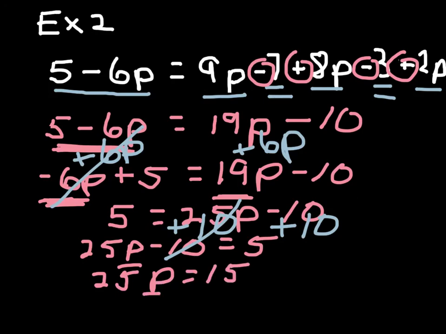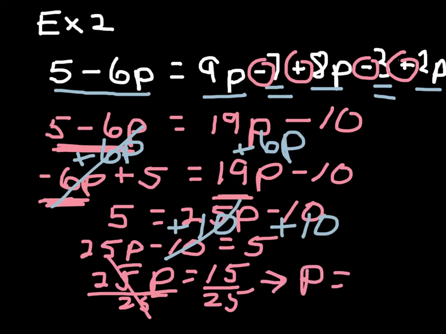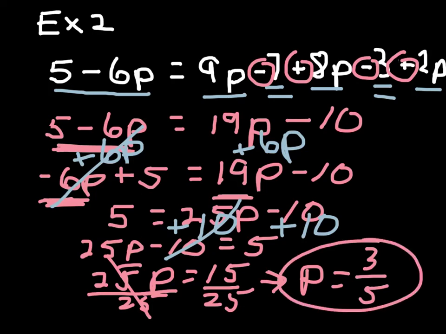Now, they're multiplying p by 25. I'm going to divide by 25. And the 25's cancel. And all I have left on the left side is p. Now, what's 15 over 25 reduced to? If I can divide both the top and the bottom by 5, I get 3/5. Or if you took a calculator and took 15 divided by 25, you would get 0.6, which is a good answer also.